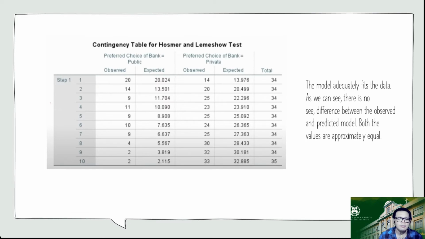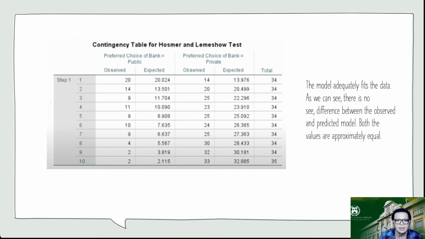And here is the contingency table of the Hosmer and Lemeshow test. You can see that the model adequately fits the data. There is no notable difference between the observed and predicted values; both are approximately equal. See, the observed is 20 and the expected is 20, then 14 and 13. There's not much difference. Same as here with the private: 14 and 13.9, 20 and 20, 25 and 22.